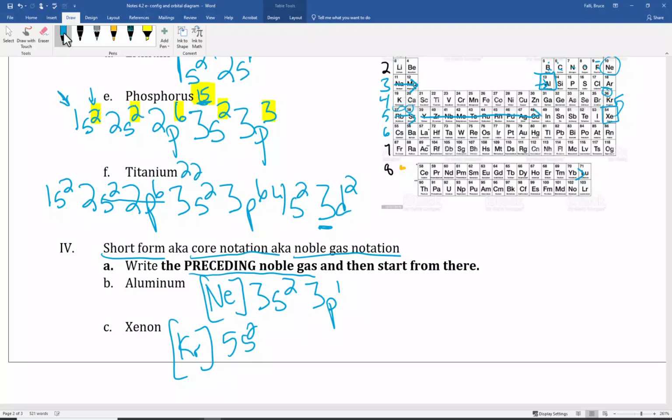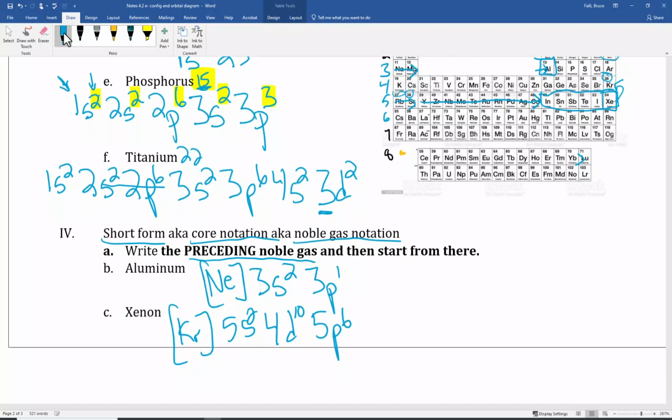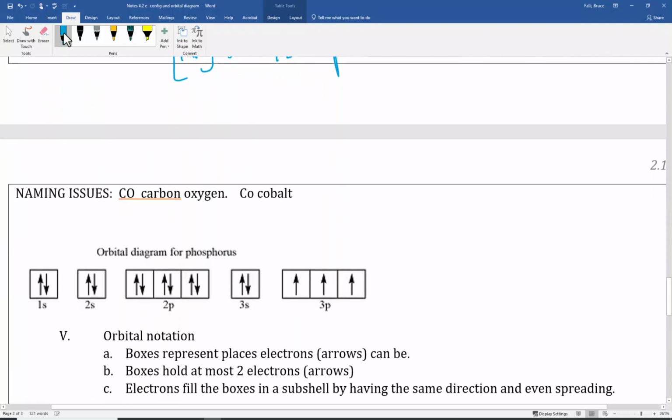39 through 48, remember D block is off by 1. Instead of being 5D, it's 4D, and there's 10 of them. And then the P block, I'm going to fill that one out. I'm going to go back to 5. 5P6. All right?